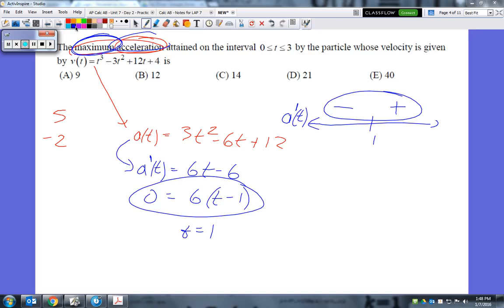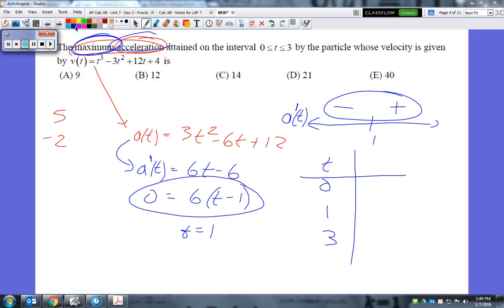No. Where can I find it? Undefined. The endpoints. At the endpoints where they are undefined. Okay? So the endpoints are what on this? 0 and 3. I need to use the candidates test. And what function am I going to put this into? A of t, because that's what I'm trying to find.